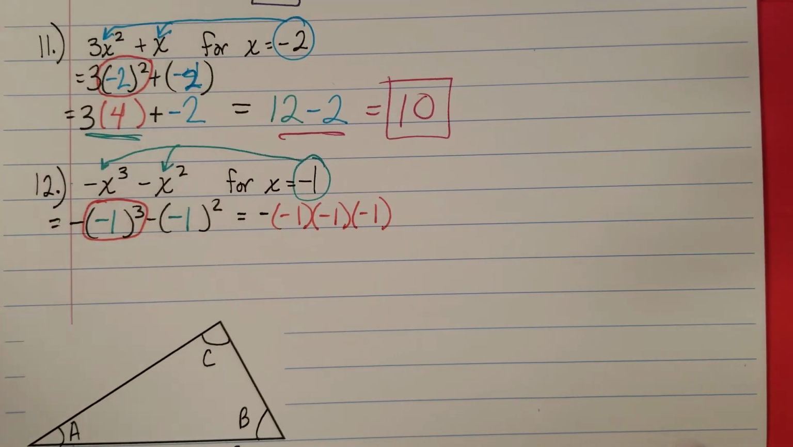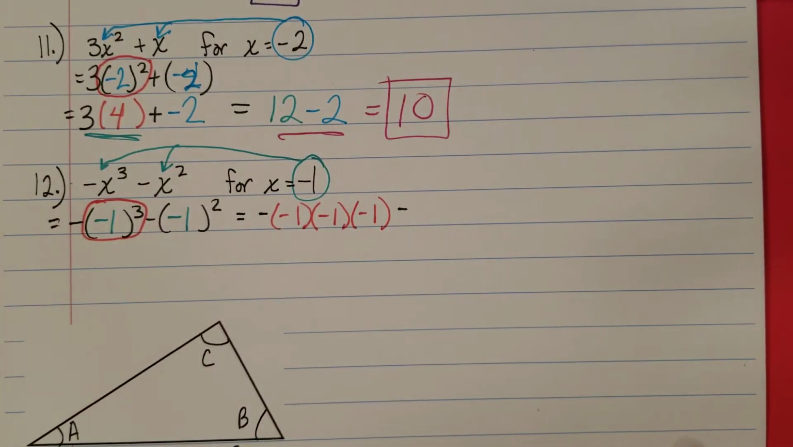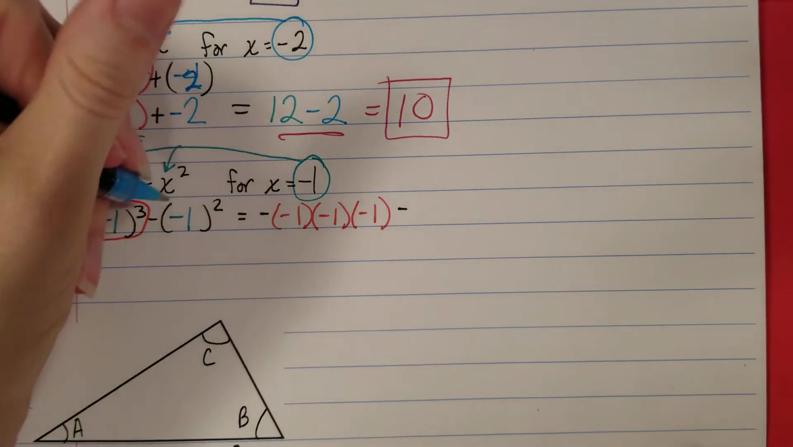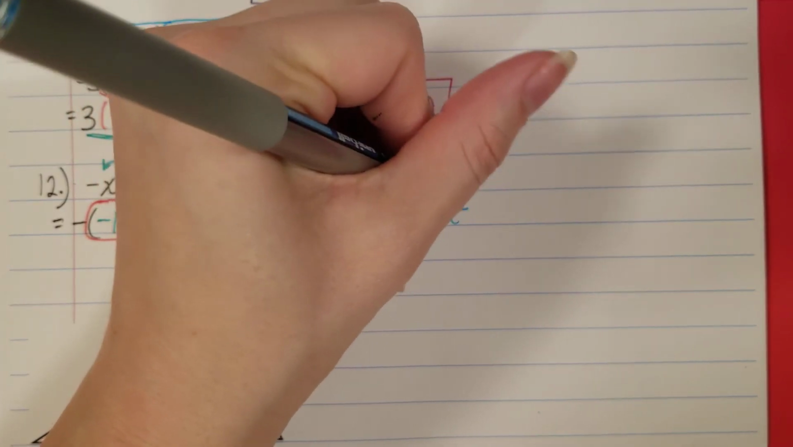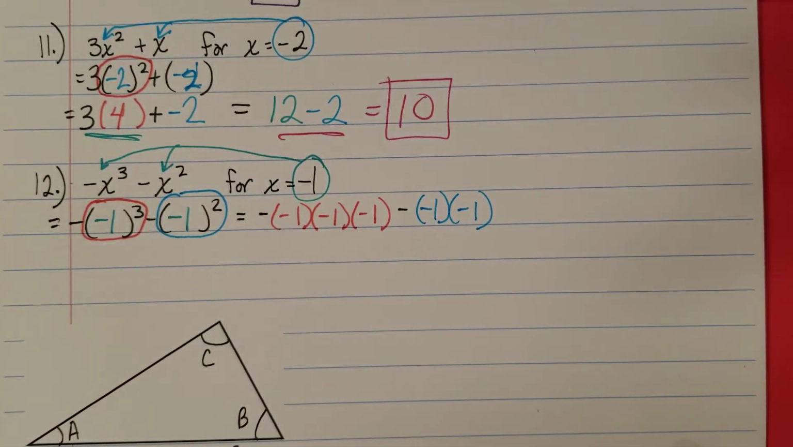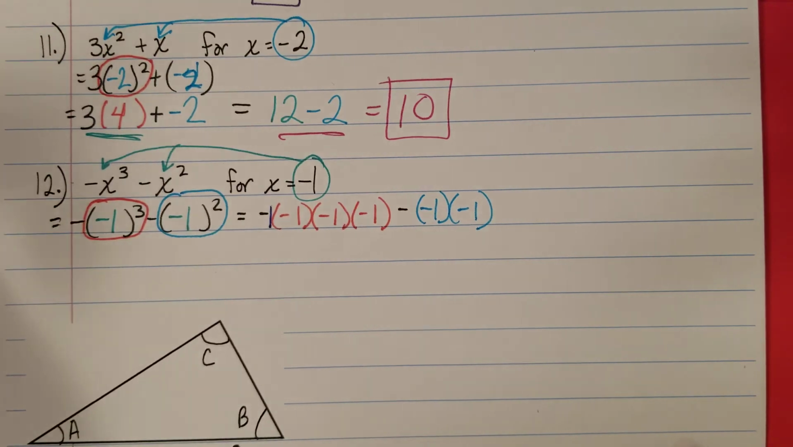All right, so then we've got another minus sign right here. I'm just going to bring that over. And I'm going to write out the other exponent at the same time. So -1 squared, that's going to be -1 times -1. Okay, so basically we have, like you could say this is like an invisible 1 there.